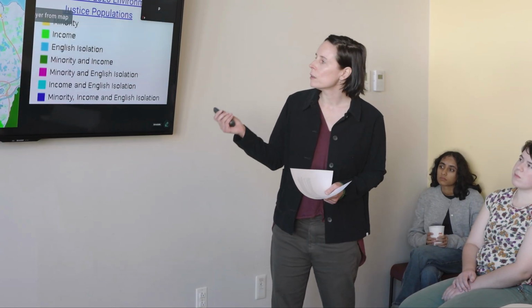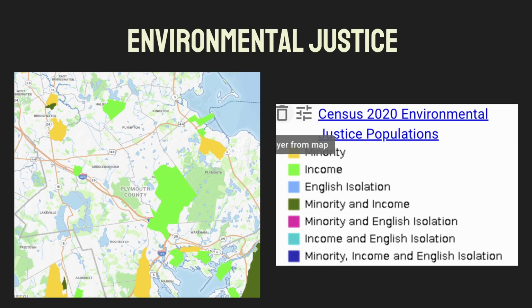This is a map from MassMapper of MassGIS environmental justice neighborhoods, and as you can see, there are different types of environmental justice areas, but many of them are located in Plymouth County, particularly in Carver as well.